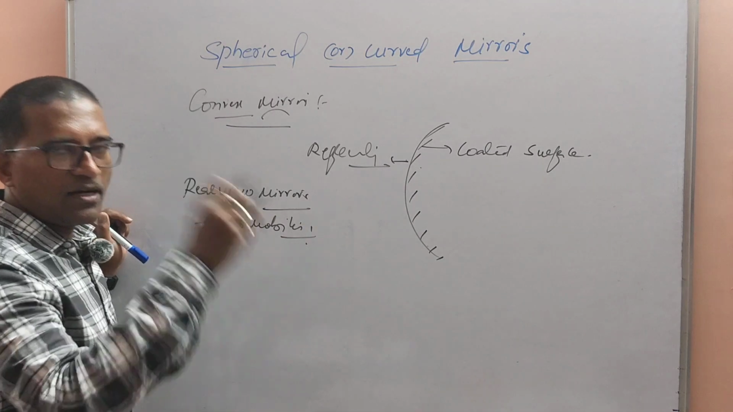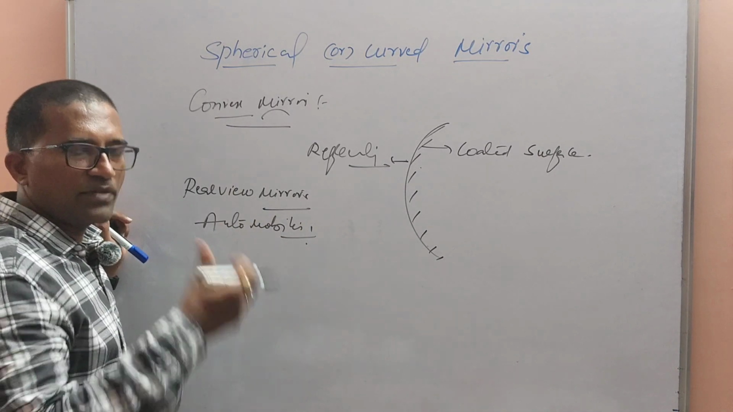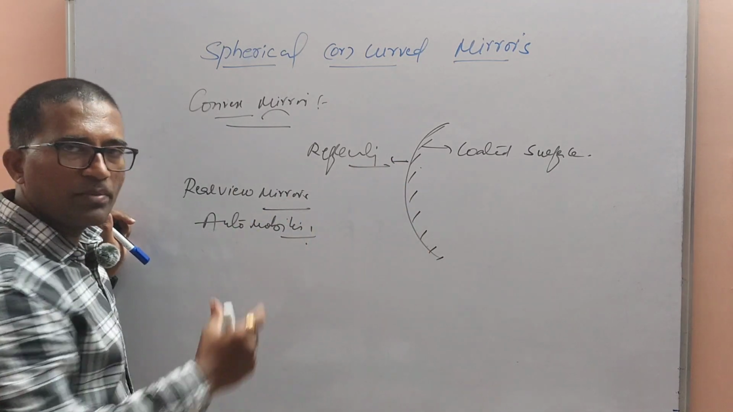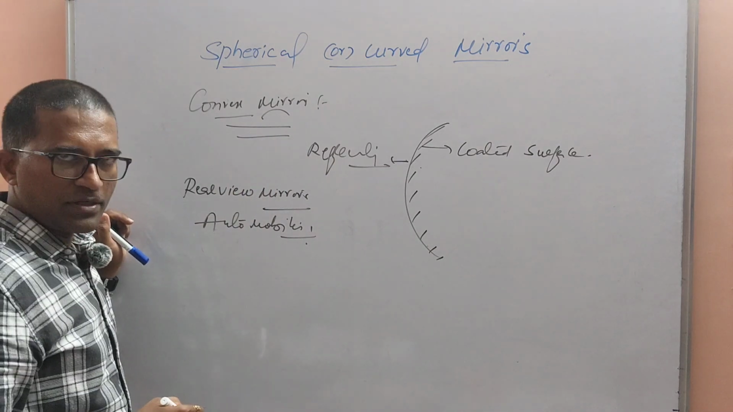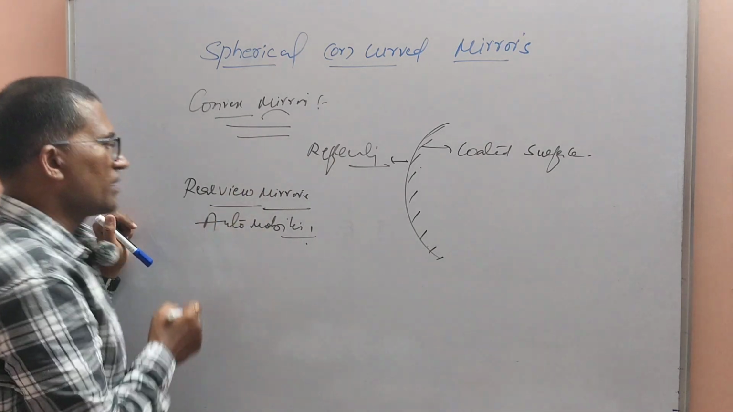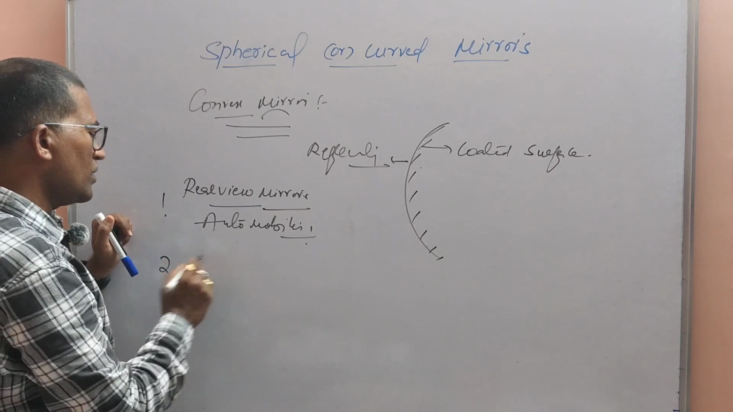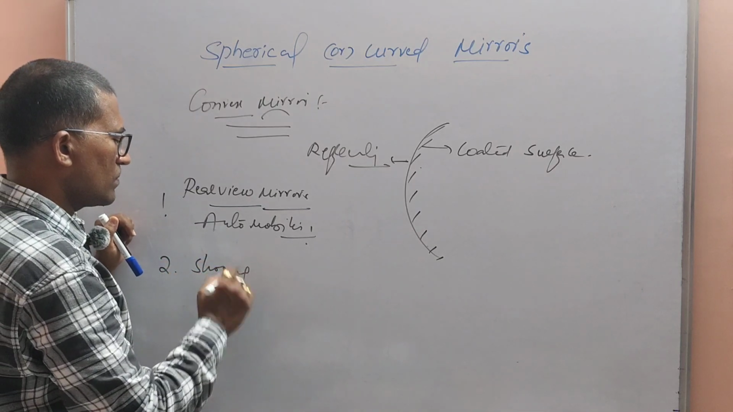In bikes, in cars, in lorries, in buses, etcetera, the side view mirrors will be there, na? Those are generally called convex mirrors. Those are convex mirrors. They are used as rear view mirrors, and these are also used in shopping malls.